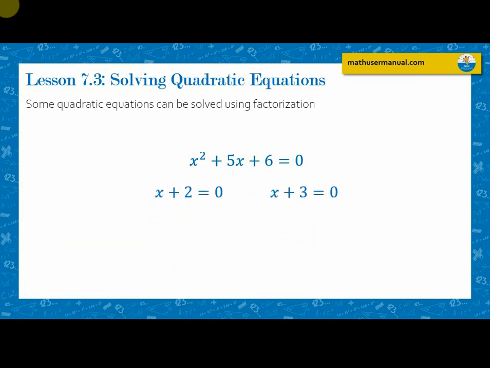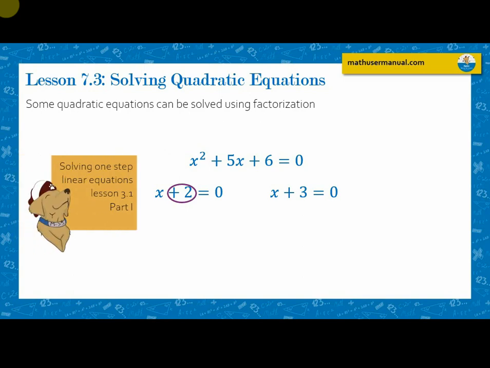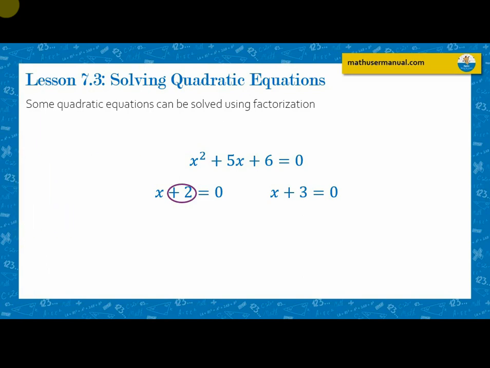All we have to do is solve these two equations individually. Let's start with x plus 2 equals 0. We have to isolate the x, so we have to move the plus 2 to the other side of the equation. Remember, we learned this in lesson 3.1, part 1 of this same Algebra I course, and we have to do the opposite. What's the opposite of plus 2? We do a minus 2 because that cancels, but the golden rule of algebra says whatever we do on one side, we also do on the other, so we also do minus 2 on the other side. 0 minus 2 is equal to minus 2, so x equals minus 2.